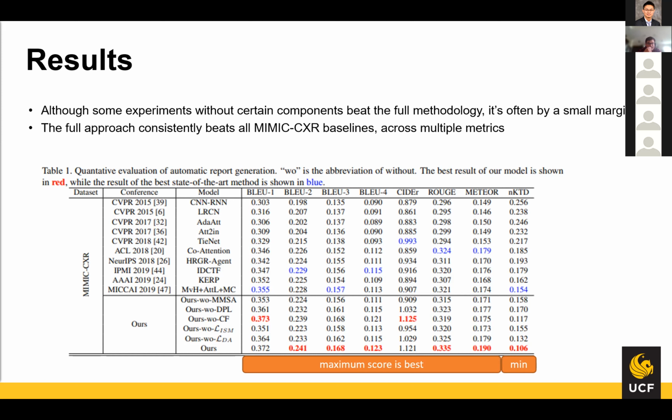In red, you'll see that without using the clinical description features, the CF, "ours without CF", it does beat the full solution twice, but overall the full solution outperforms pretty much everything else. And this was using the MIMIC chest X-ray data set.